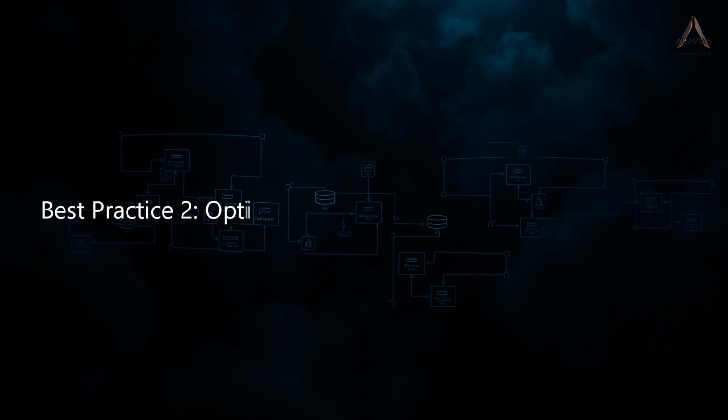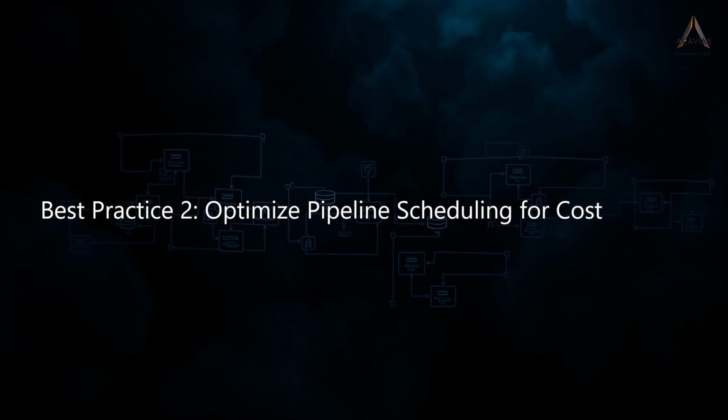Best practice number 2: optimize pipeline scheduling for cost savings. Many teams waste money by running pipelines too frequently. Instead of using rigid schedules, leverage event-based triggers to optimize costs. Use event-driven triggers instead of fixed schedules. Run incremental loads instead of processing full datasets. Monitor cost impact of every pipeline execution.